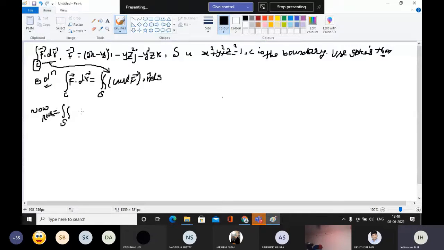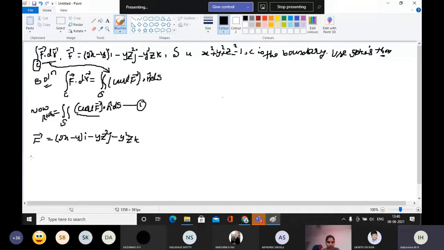Double integral over the surface S of curl f dot n cap ds. Call it equation 1. What do we have to find first? Curl f. For that, consider vector f. Vector f is given as (2x minus y) i cap minus yz square j cap minus y square z k cap. Okay. So next consider curl f.